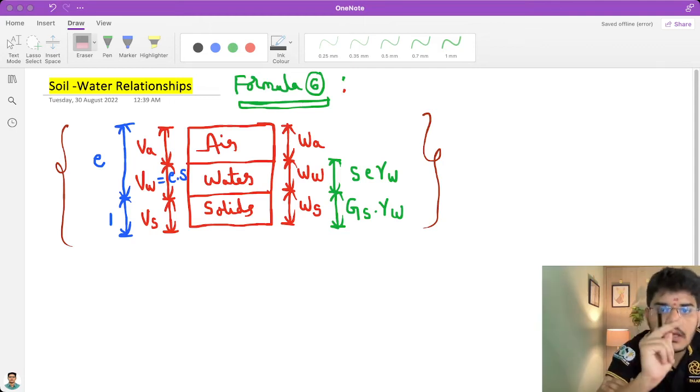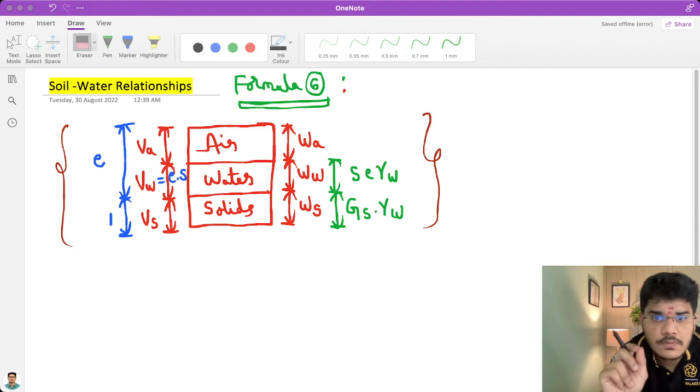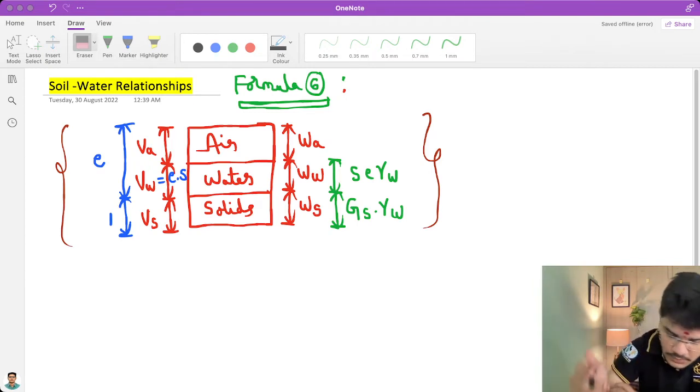Hello everyone. In the last video, we derived the relationship between the bulk unit weight in terms of specific gravity, degree of saturation and void ratio, that is gamma t or gamma suffix b, which is equal to (Gs + S e) gamma w by 1 + e, by using the three-phase diagram. So in this video, we'll be discussing and deriving gamma d, that is dry unit weight, in terms of void ratio, specific gravity and unit weight of water.